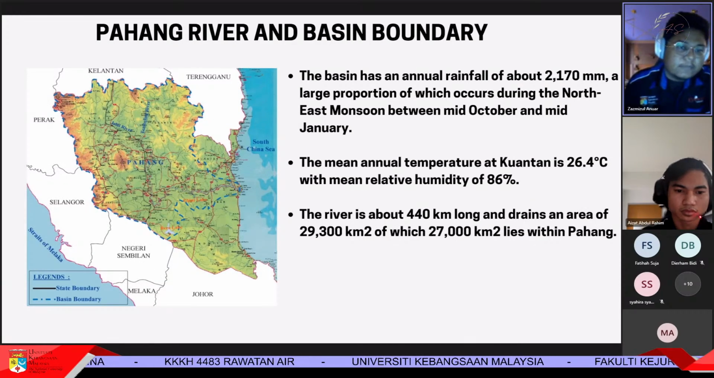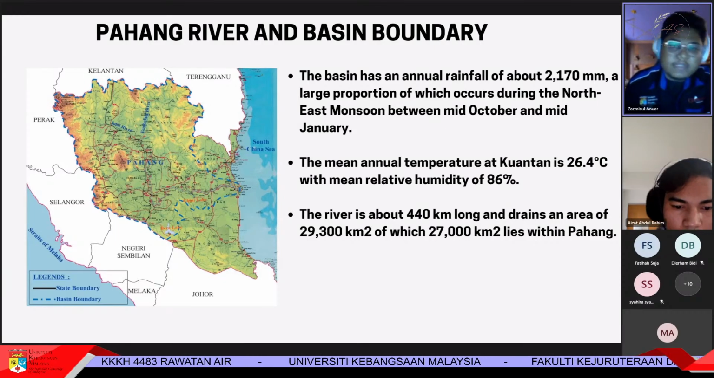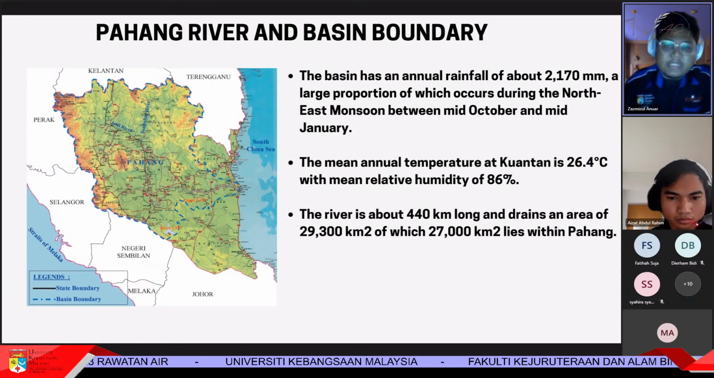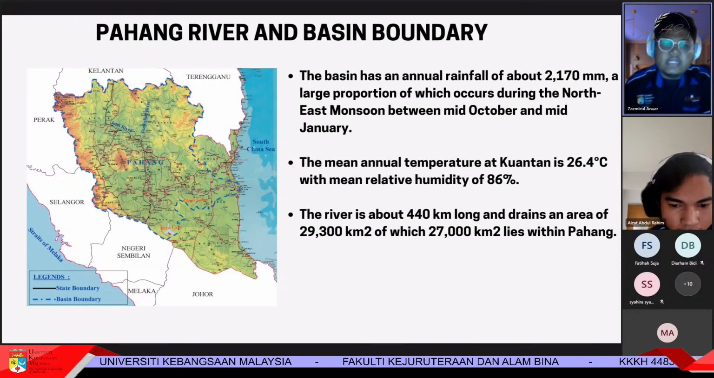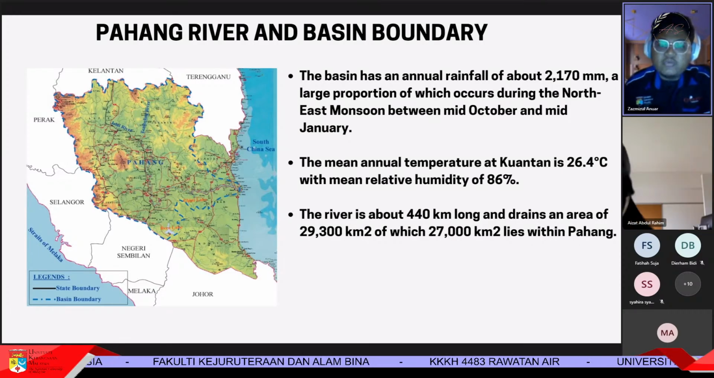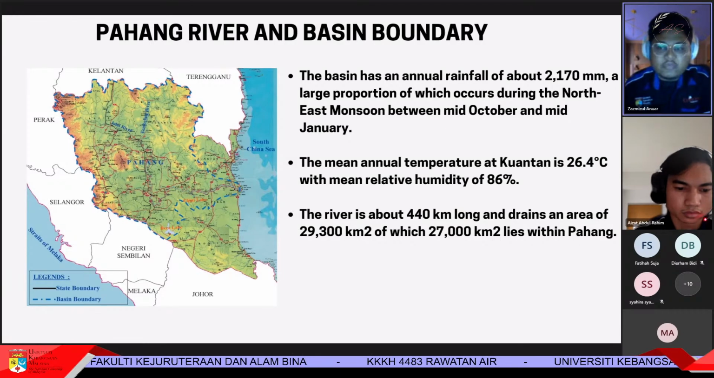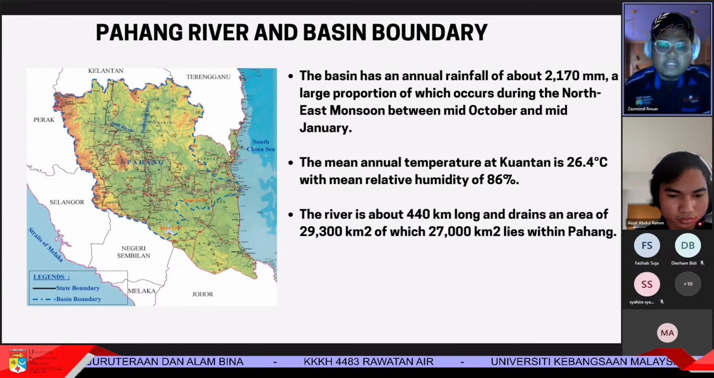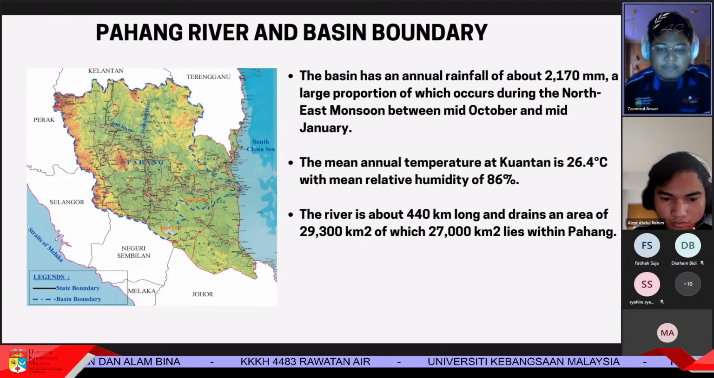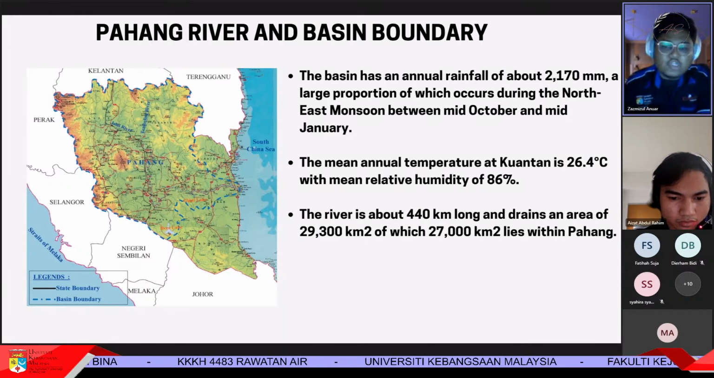We can see the Pahang River and also the basin boundary cover. The basin has an annual rainfall of about 2,170 millimeters, a large proportion of which occurs during the northeast monsoon between mid-October and mid-January. The mean annual temperature at Kuantan is 26.4 degrees Celsius with mean relative humidity around 86%. The river is about 440 km long and drains an area of 29,300 square kilometers, of which 27,000 square kilometers lies within Pahang.